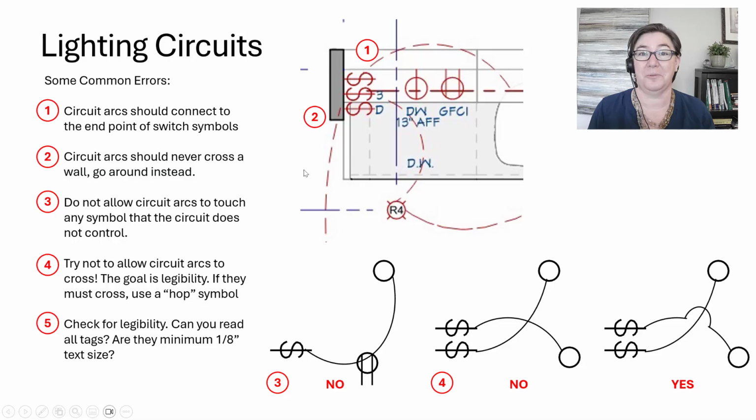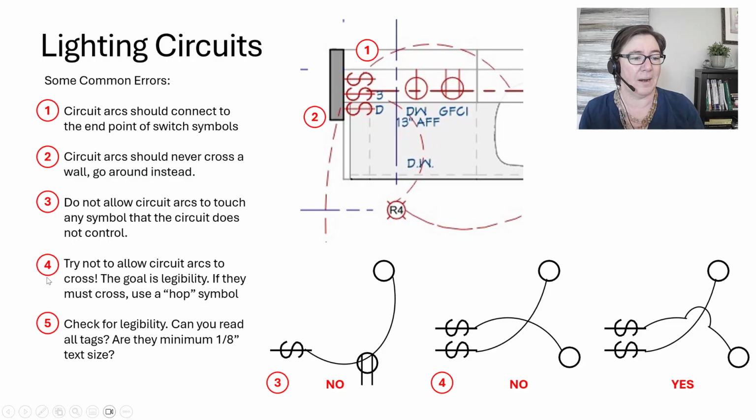Error number three, this is really common in especially kitchen plans. Don't allow your circuit arcs to touch any symbol that the circuit doesn't control. All right, so I said no right here. What this indicates is, if you have a switch and it touches the outlet, it means that that switch controls the outlet. That's a switched outlet. All right, so don't say that if you don't mean it.